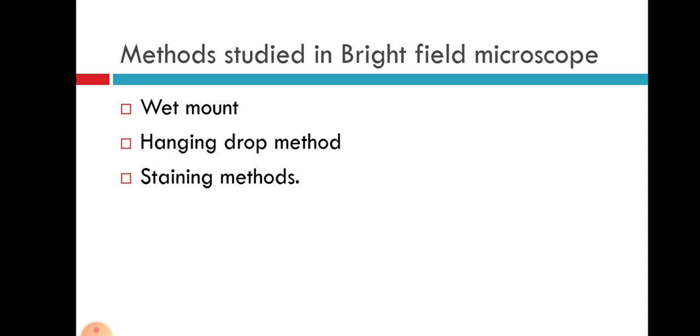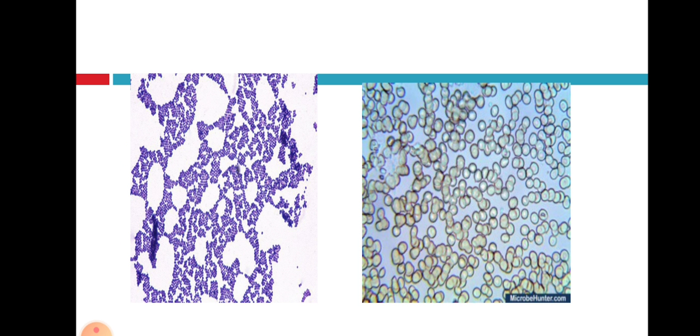Bright field microscope is used for studying wet mounts, hanging drop method and staining methods. Here we can see the picture of Staphylococcus aureus stained by crystal violet under bright field microscope, and on the other side we can see a wet mount of an RBC.